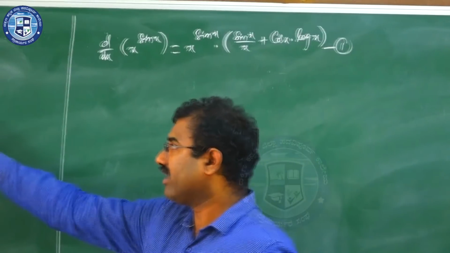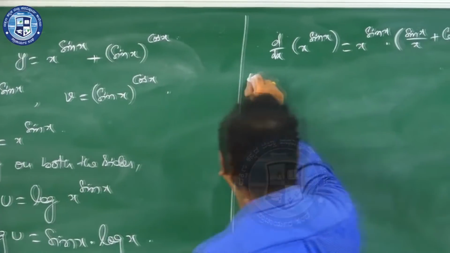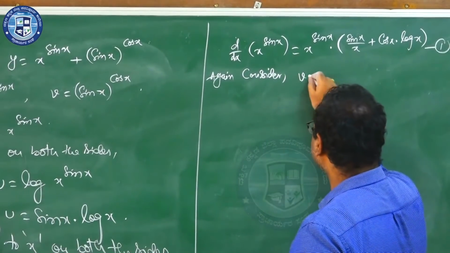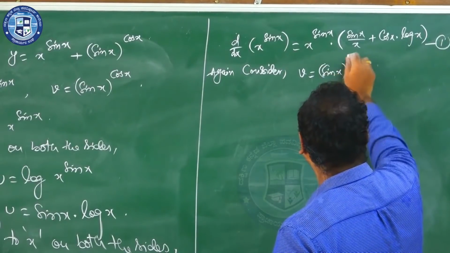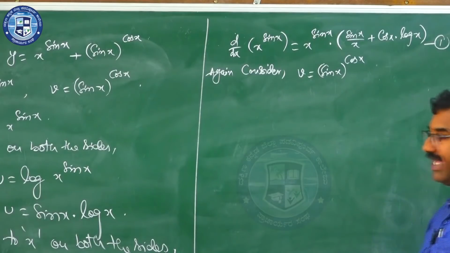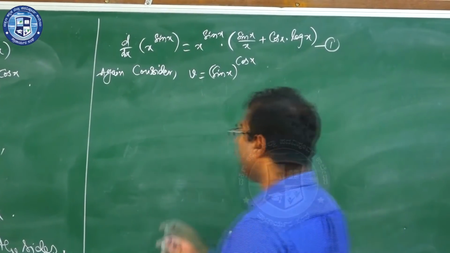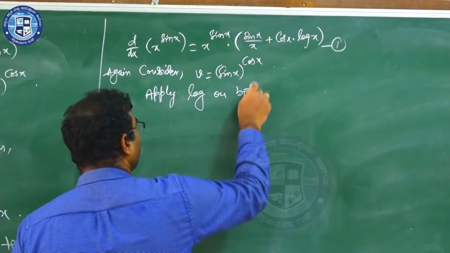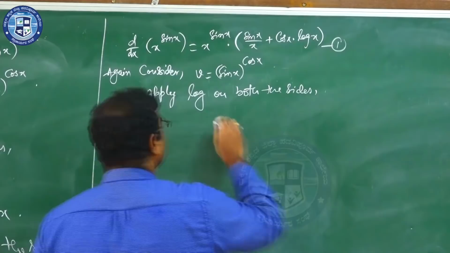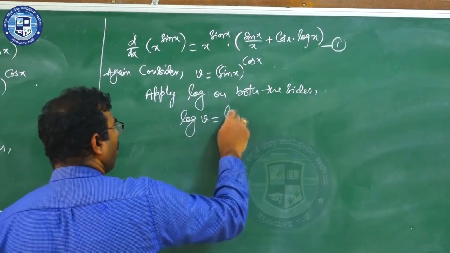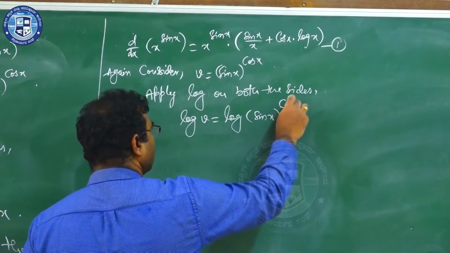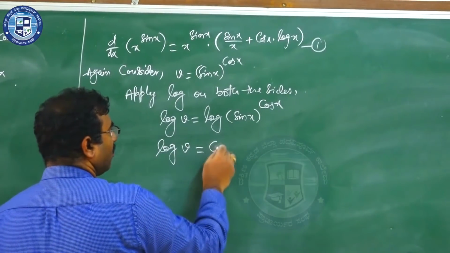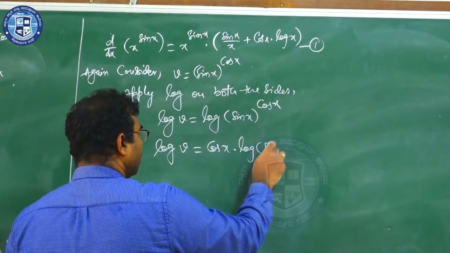The next, I consider this v. Again, consider v is equal to sin x power cos x. Again, apply log on both sides because it's a variable power. What happens? Log v is equal to log sin x power cos x. This cos x will come to the front of the logarithm. So, log v is equal to cos x into log of sin x.